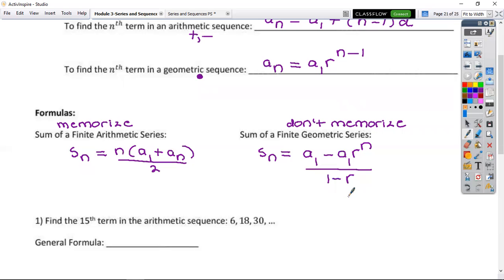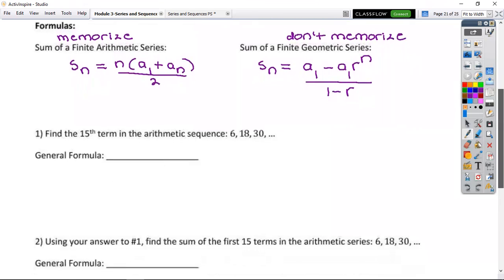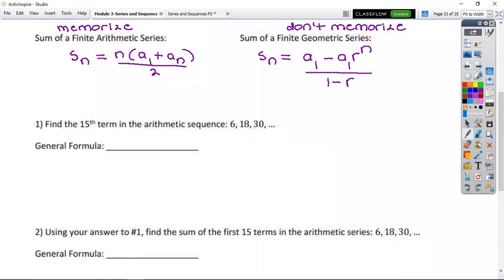Okay. So now from those 4 formulas, you are going to choose the appropriate one to find the 15th term of this arithmetic sequence. So to find a specific term, you're going to use the first formula that we listed. So we're going to go a sub n equals a sub 1 plus n minus 1 times d. And then all you're going to do is substitute into it. So 15th term here is equal to, my first term is 6 plus 15 minus 1. Common difference looks like 12.